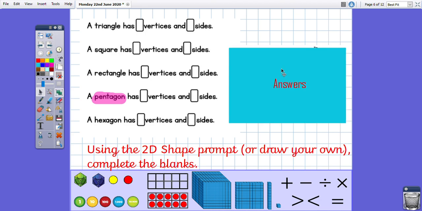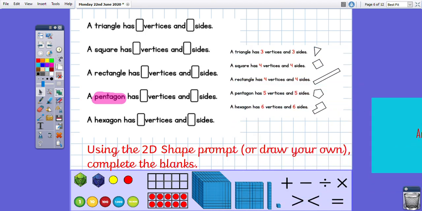Okay, so well done for having a go, and here are the answers. So a triangle has 3 vertices and 3 sides. A square has 4 vertices and 4 sides. So does a rectangle. A pentagon has 5 vertices and 5 sides. And remember, I always say you hold a pen with 5 fingers. So a pentagon has 5 sides and vertices, and a hexagon has 6 vertices and 6 sides.